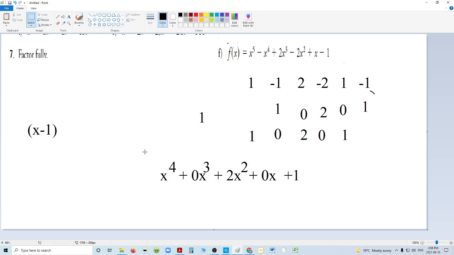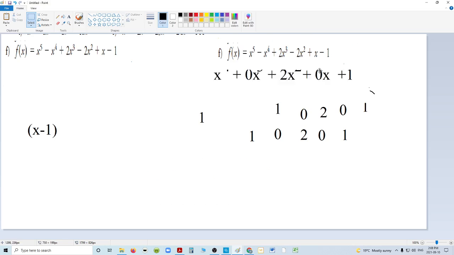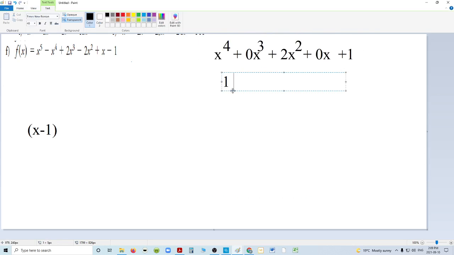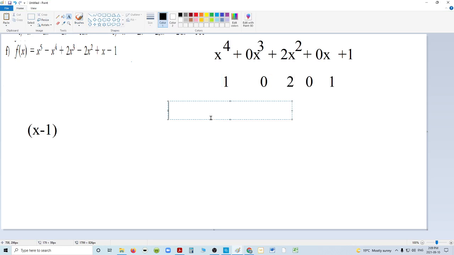This just helps you to keep it in order. Let's make a copy of this over here. And this can go up, and I get my new coefficients. My new coefficients are 1, 0, 2, 0, and 1. And now I'll try negative 1.